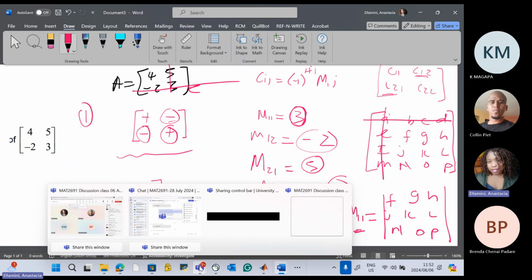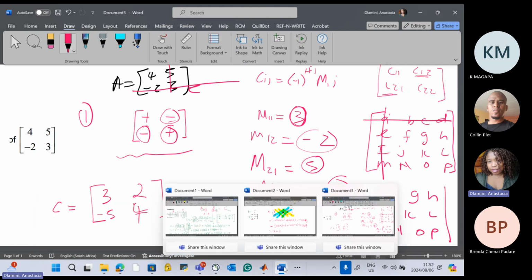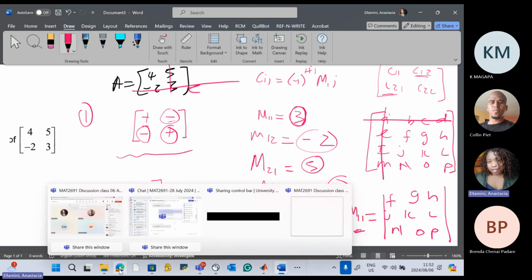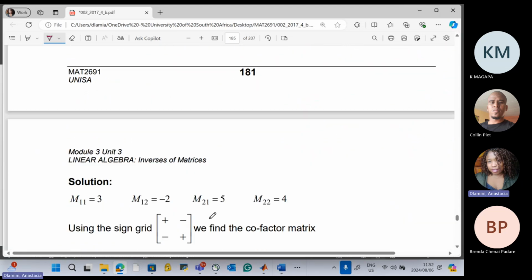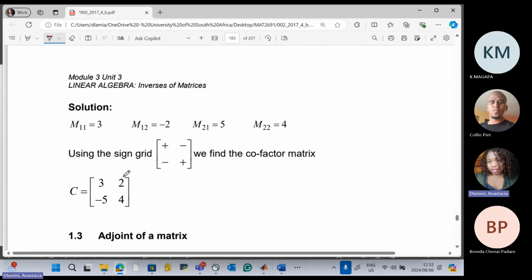Maths is nice. Sometimes you are smiling and it's wrong. What you are doing is wrong. Well, it's nice that you can check somewhere. Do you see that? This is what they did, and this is what we got. They found the minors only, and then they used the sign grid.